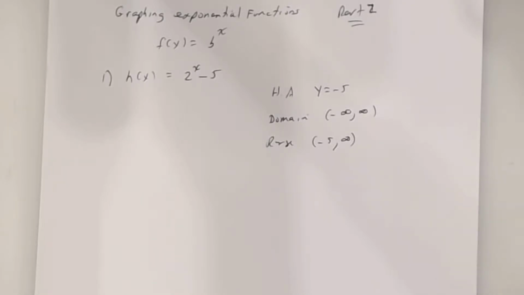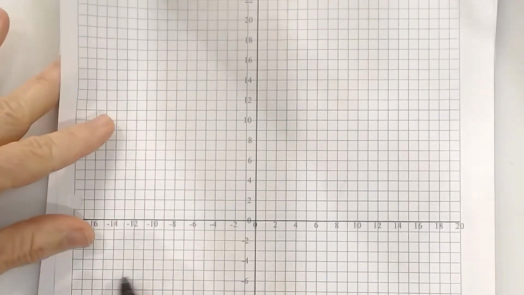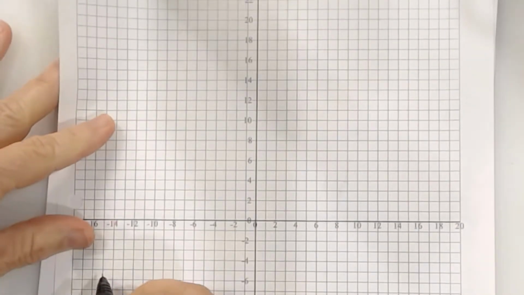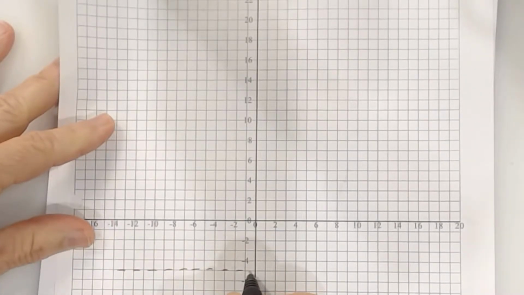First thing you're going to do is graph the horizontal asymptote. What's my horizontal asymptote? Y equals -5. So y equals -5, put a, what kind of line? Dotted. So kind of like this. Dotted line.